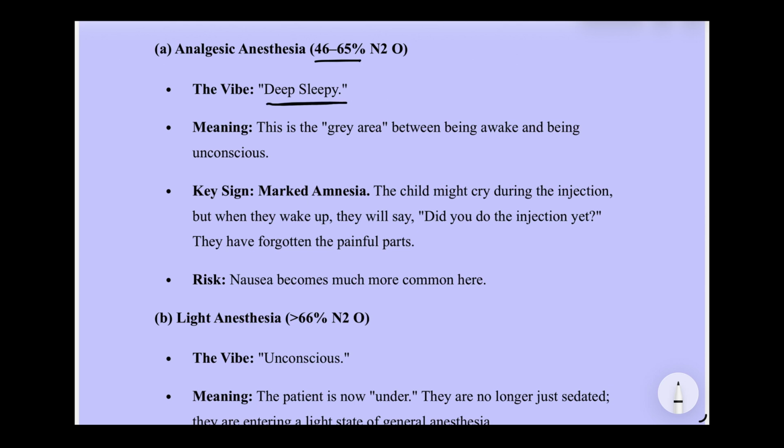Deep sleepy vibe. This is the gray area between being awake and being unconscious. Marked amnesia. The child might cry during the injection but when they wake up they will say, "Did you do the injection yet?" They have forgotten the painful parts. Nausea becomes much more common here.